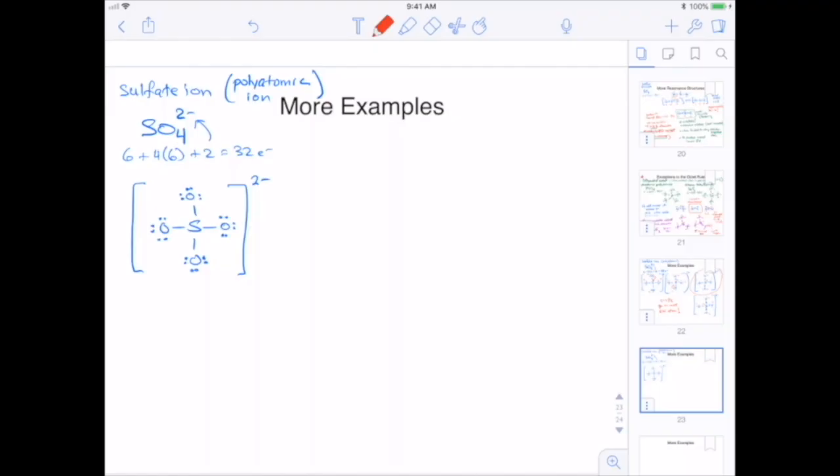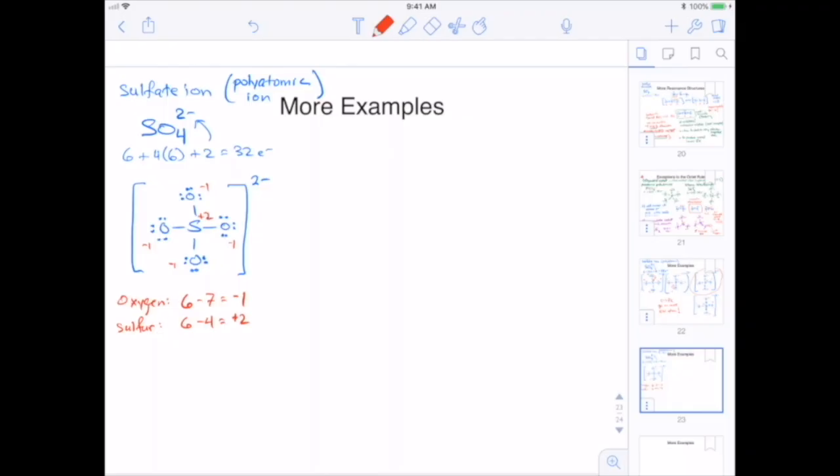The formal charge on any of these oxygens: the oxygens have 6 valence electrons, but right now they're surrounded by 1, 2, 3, 4, 5, 6, 7 electrons. That gives us a total formal charge of -1. So each one of these oxygens has a formal charge of -1. On the sulfur, it comes in with 6 valence electrons, and it's surrounded by 1, 2, 3, 4, half of the electrons from the shared pairs. So that gives a formal charge on the sulfur as a +2.